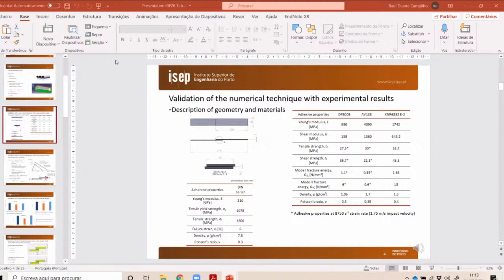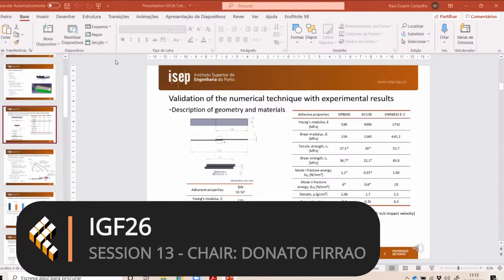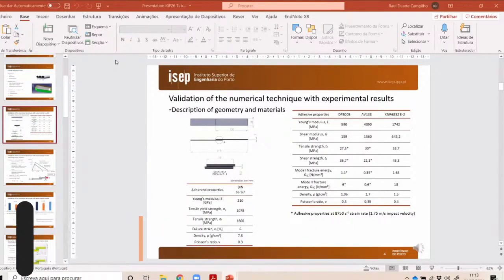Okay, now we go to the next presentation, meshless and hyperelastic implementation to analyze flexible adhesives by Sanchez, Arce, Gonçalves, Ramalho, Campilho, and Belinha.